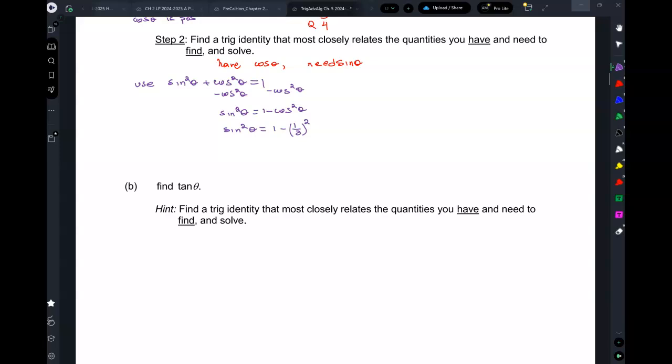Is this like fine with the cosine? Does it say sine squared? No, just sine. Because look at what we're going to do now. So now sine squared theta is equal to 1 minus 1/9. So sine squared theta is 9/9 minus 1/9, right? That's 8/9.